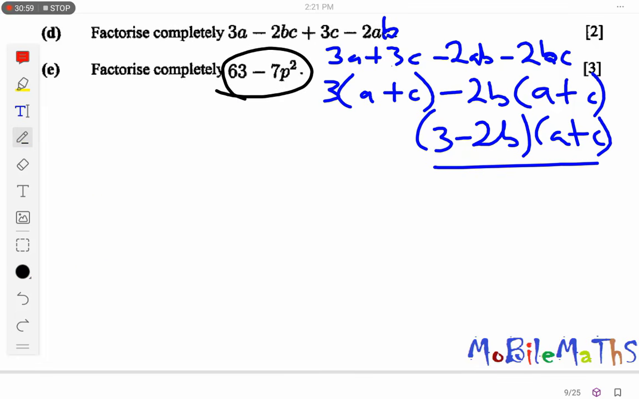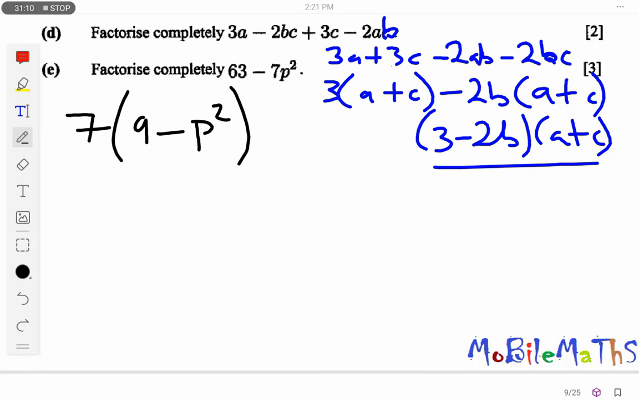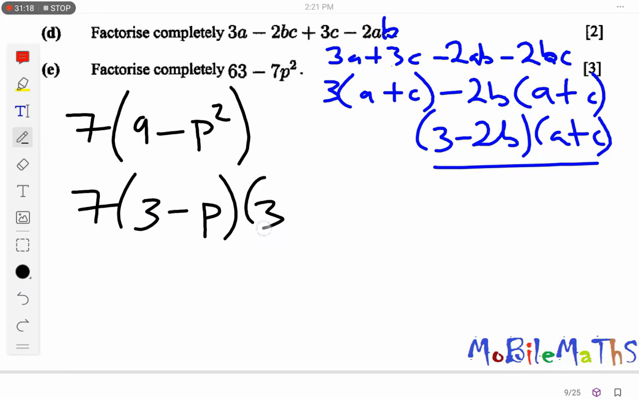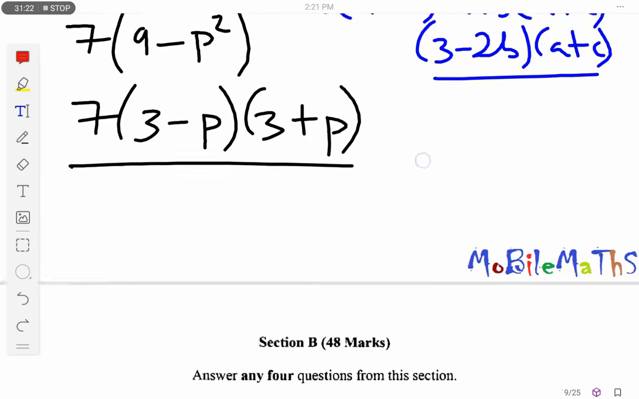Factorize this one completely. You find out I have a common factor. 7 can go into 63. So I can take out 7 first, and I have 9 minus a p squared there. This is a perfect square. So I can write 7 and 9. This is now a 3 minus p and a 3 plus a p, like that. So this is the answer there.